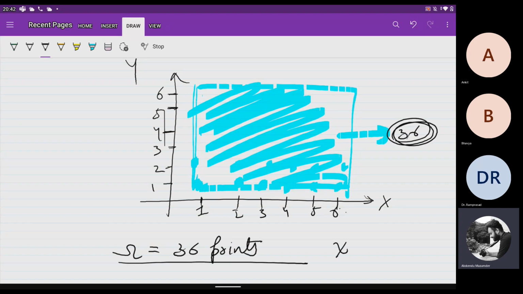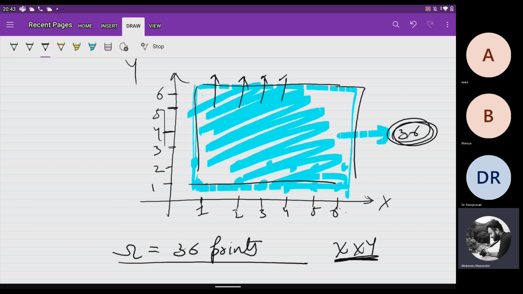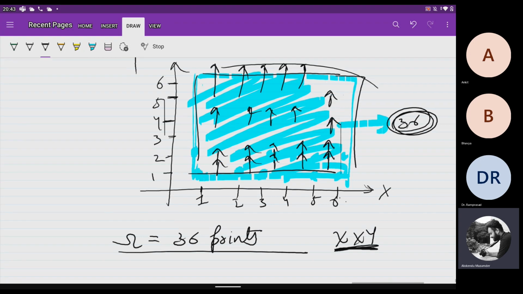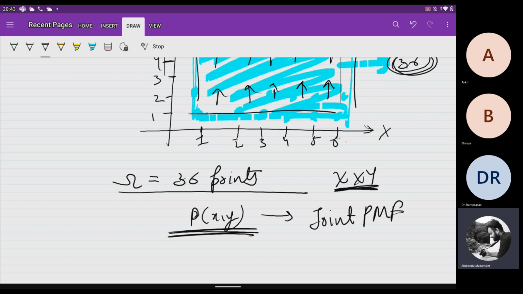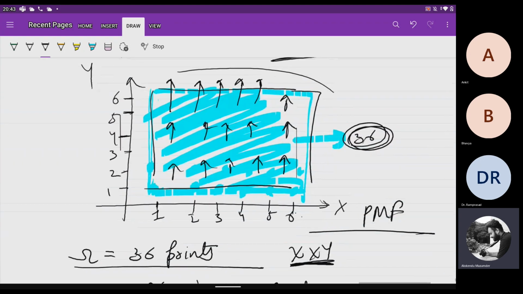It's basically the Cartesian product of these two sets, X and Y. On top of that, in the 3D view, it's just like a comb. These impulses will be out there, 1 by 36, 1 by 36, 1 by 36. This thing is known as the joint distribution. It's denoted by P of X comma Y, jointly defining two random variables. So it's basically the joint PMF.